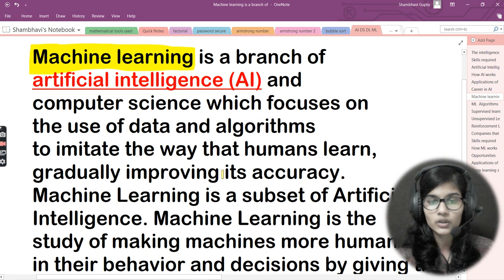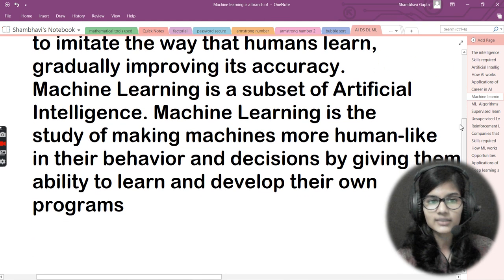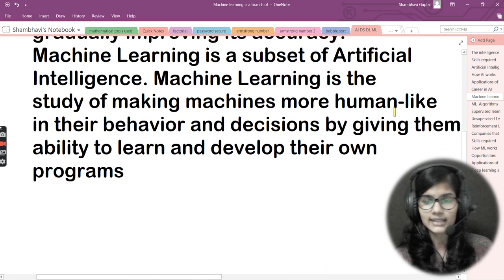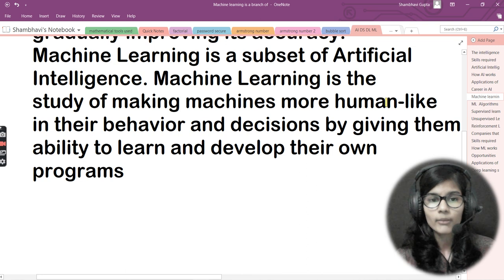Now why is it used? Because in machine learning, we have some algorithms which help us to improve our model and make its accuracy the highest. Fine. Now let's see one more definition. It is a very easy way to put it, that machine learning is a subset of AI. I'll be telling that right here, but wait for that a little. Machine learning is the study of making machines more like humans in their behavior and decisions by giving them the ability to learn and develop their own programs.